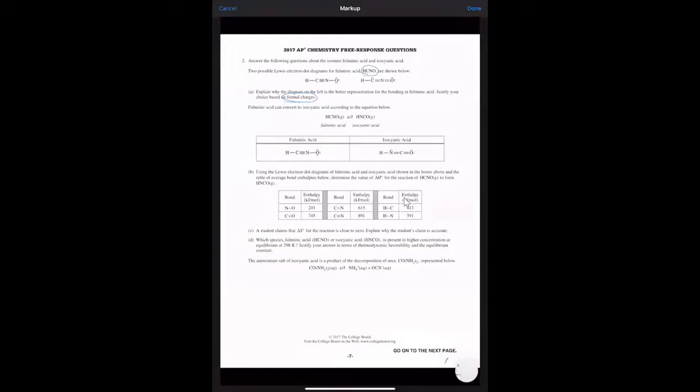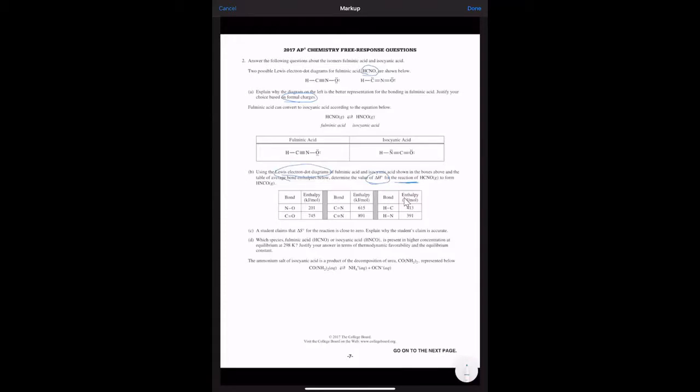So this is part A, and then part B is also talking about Lewis structures, but the question is to determine the value of delta H for the reaction. Basically this is to determine delta H from the bond energy. For this type of question, the first step is to find the Lewis structure, the second step is to figure out how many of each specific bond are in each of the molecules, and after that you can do the calculations.